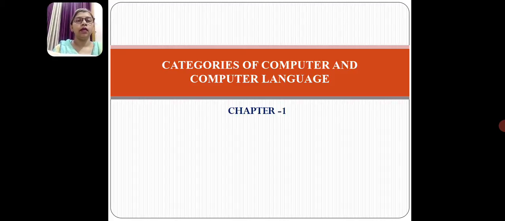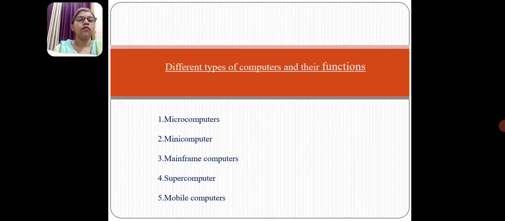As you know, in the previous lecture we discussed the categories of computer. Today we will see and know the types of computer and their examples, and their functions. First is microcomputer, second minicomputer, third mainframe computer, fourth supercomputer, and the fifth mobile computer.